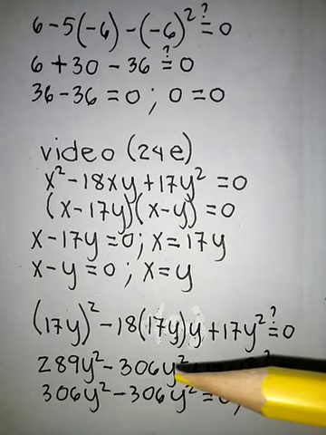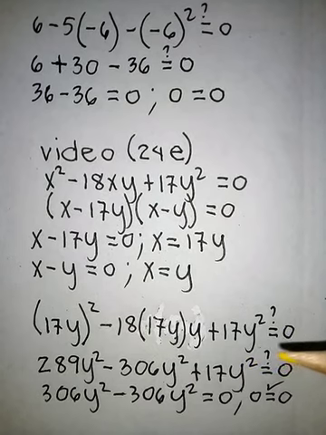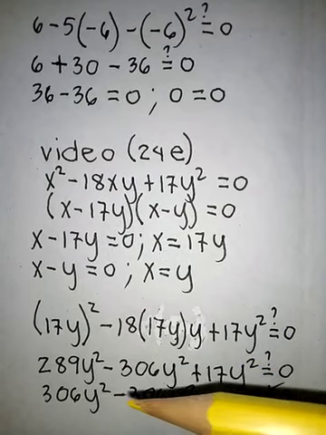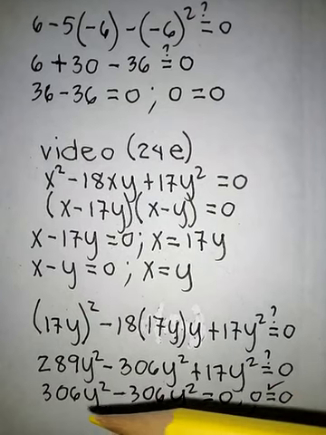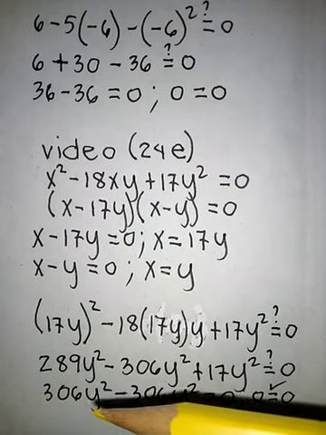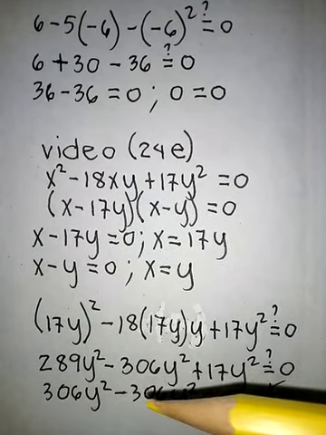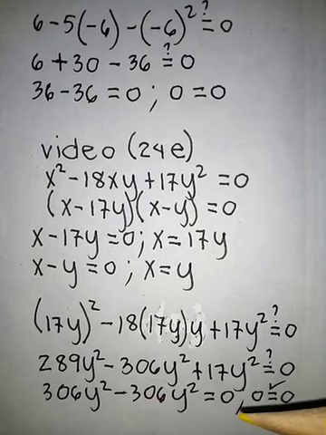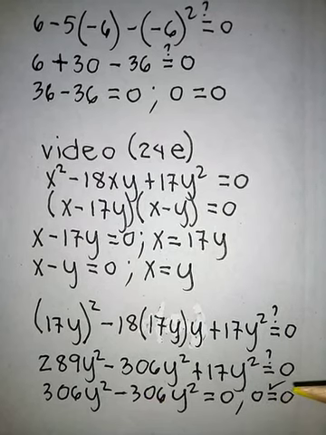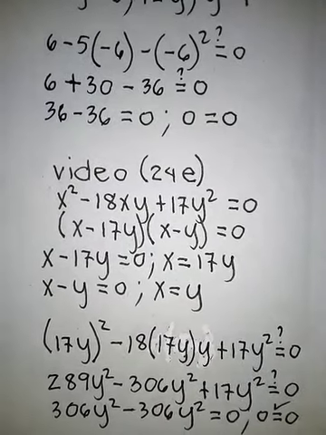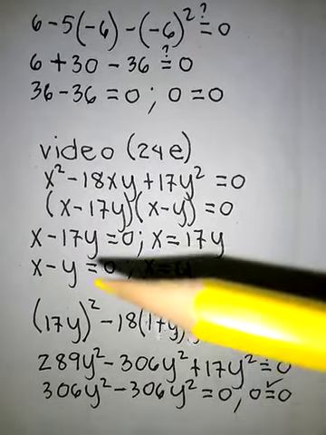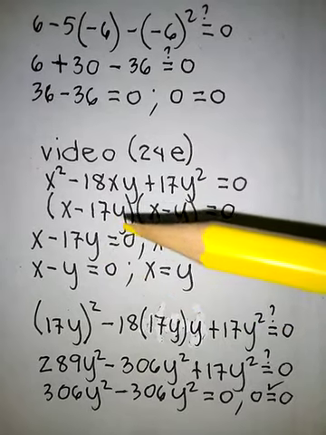Y times y is y squared plus 17y squared. Is this equal to 0? So, we have 289y squared plus 17y squared is equal to 306y squared. So, minus 306y squared is equal to 0. So, 0 therefore is equal to 0. So, that means that the factor x minus 17y is correct.